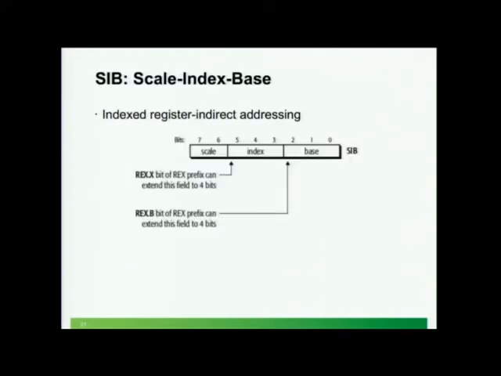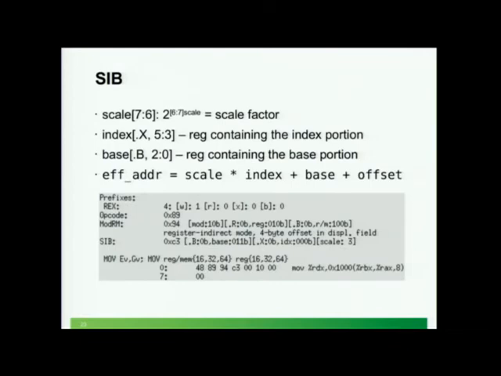The SIB byte, which is used for scale-index-base addressing, you're going to see examples later, is also similarly split. So you have index and base, and those select the index and base registers, and the scale is the scale factor 1, 2, 4, or 8 you use for offsetting. We also add another bit from the REX to extend the index field, because of course we have 16 registers and we need another bit. And this happens with the base. So the effective address you get is the scale multiplied by the index, plus the base, plus the offset. So if you have an instruction like this one, this is told by the SIB byte. So the SIB byte deciphers this.